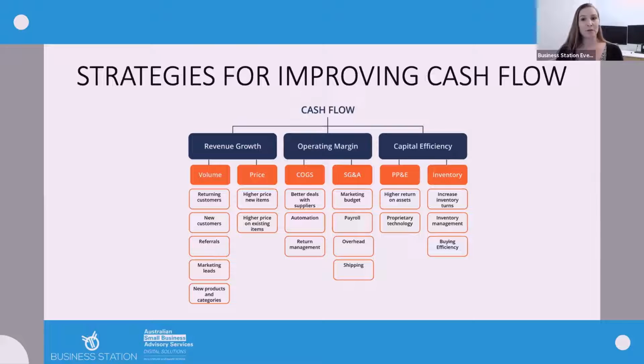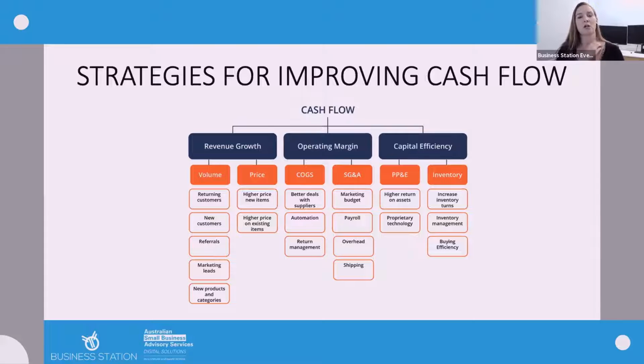Now, strategies for improving cash flow fall into one of three categories. There's revenue growth, there's operating margins, and there's capital efficiency. So we're going to look at some of the key areas within those three main pillars, but it's definitely worth looking at all areas of your cash flow. So obviously looking at what's relevant to your specific business or your industry.